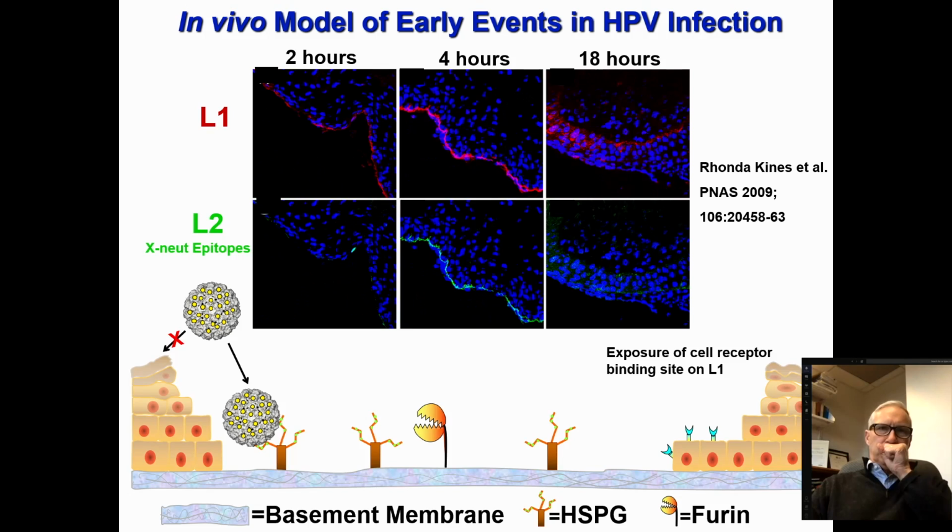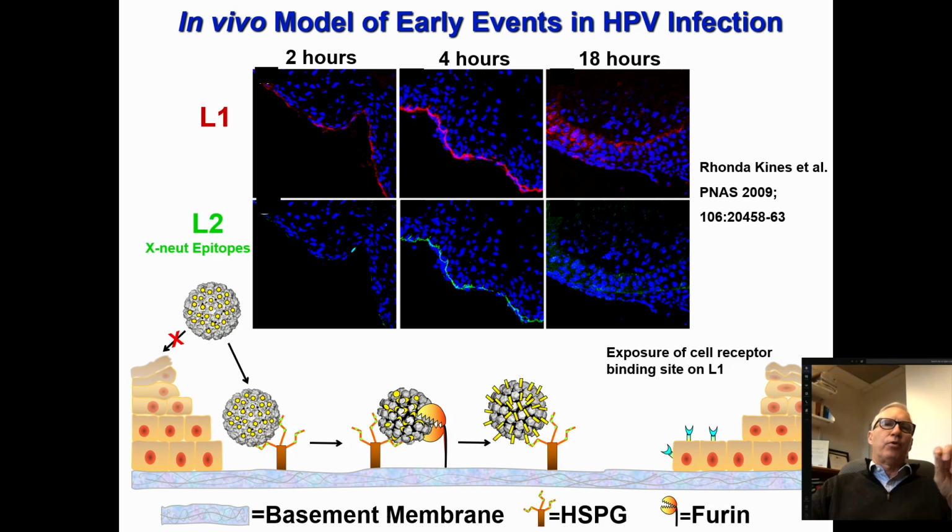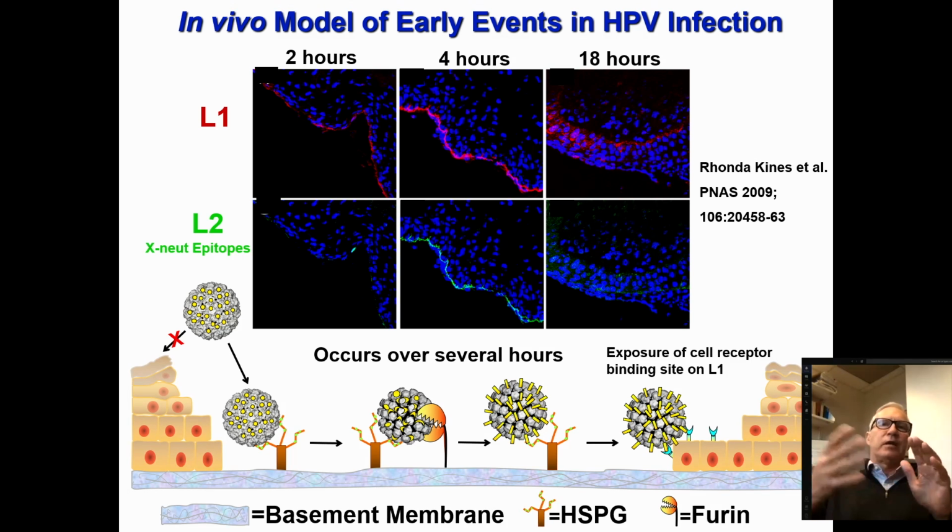Next slide. And again, Margaret went through this, but just start clicking through it. You can see that what we think is happening is that the virus first binds to specifically modified forms of heparan sulfate proteoglycans, and then this causes a conformational change, which exposes L2 to furin, which in turn exposes a surface on L1 that can now bind an L1 specific receptor on the keratinocyte. And for the next slide.